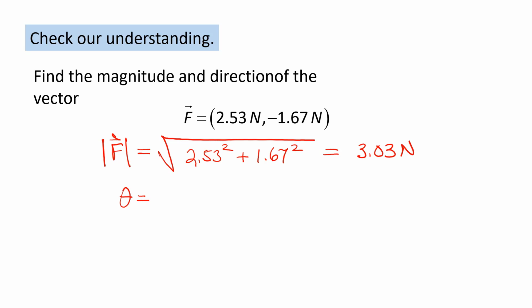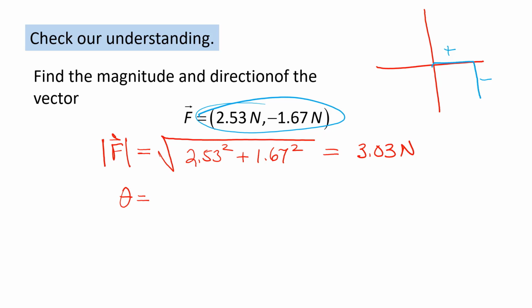And theta is, by the way, again, I kind of jumped the gun there. What quadrant is this vector in? The vector is in the fourth quadrant because it's plus x, minus y, and your vector is right here. That's your force vector. This thing right here is 3.03 newtons long.